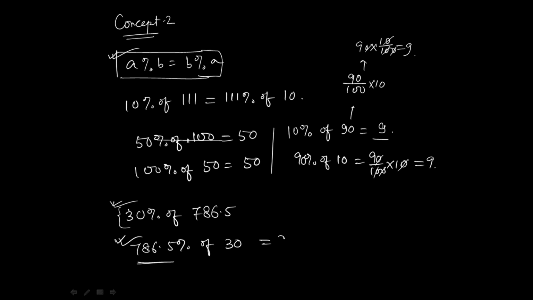It means 30% of 786.5. Now you can solve it like 30 by 100 into 786.5. 10 will be there in the denominator again. You can solve it, right? So you have to solve it like this. I hope this concept is clear to you. If not, then you should comment, okay?